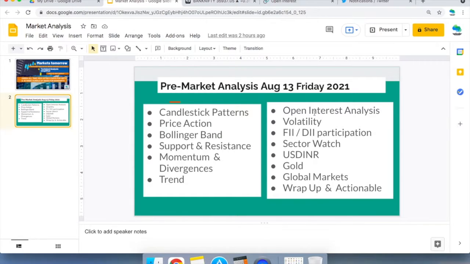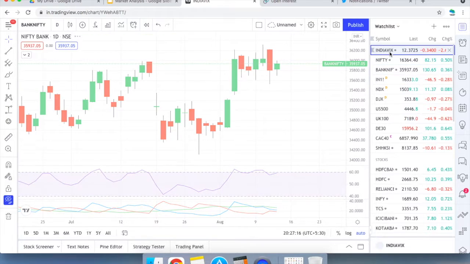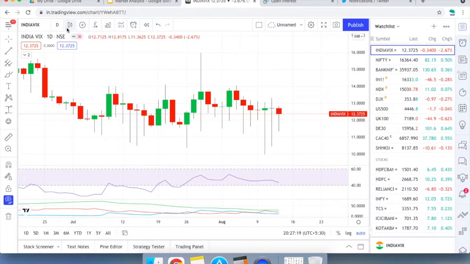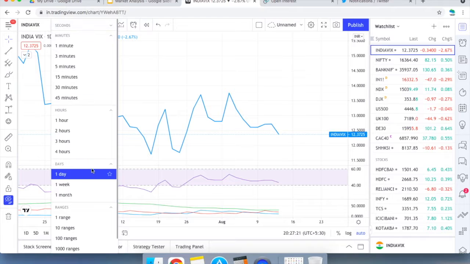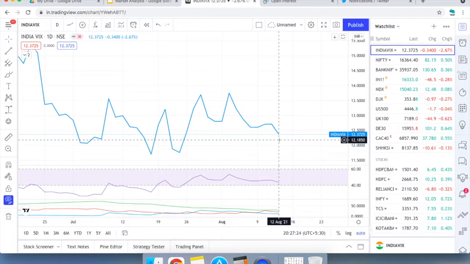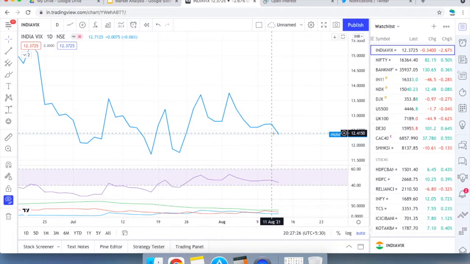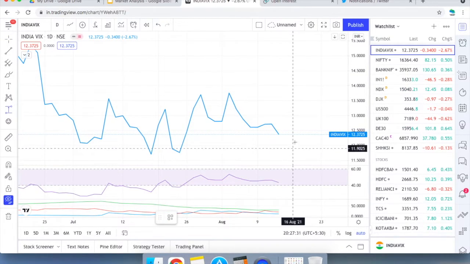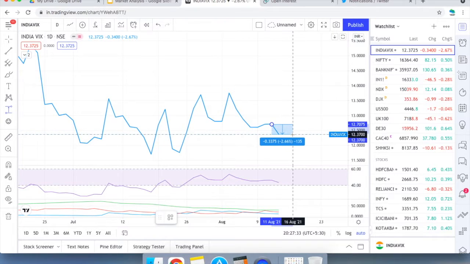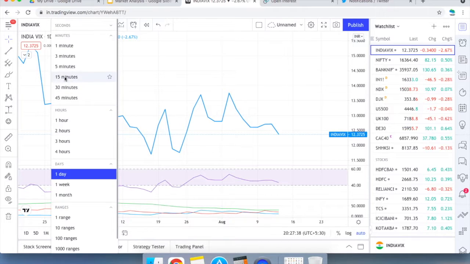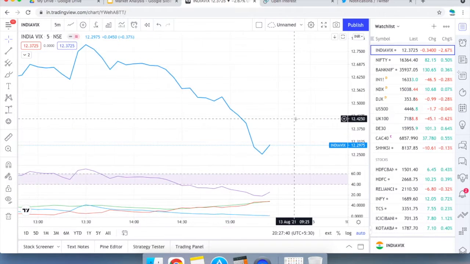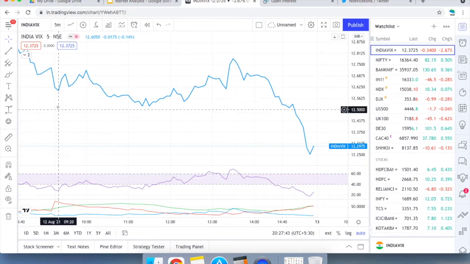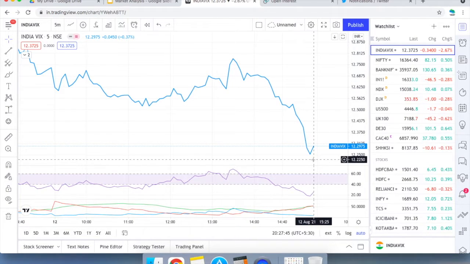Now what about the volatility? What about the VIX action? If you want to see, let's go to a line chart and see. You can see that the VIX has dipped to 12.37 from yesterday, right? So how much of a fall is that? We can clearly see that the VIX has fallen nearly 3%. So today intraday, you can see that it is flat and then it dipped. Nifty was flat and dipped, right?